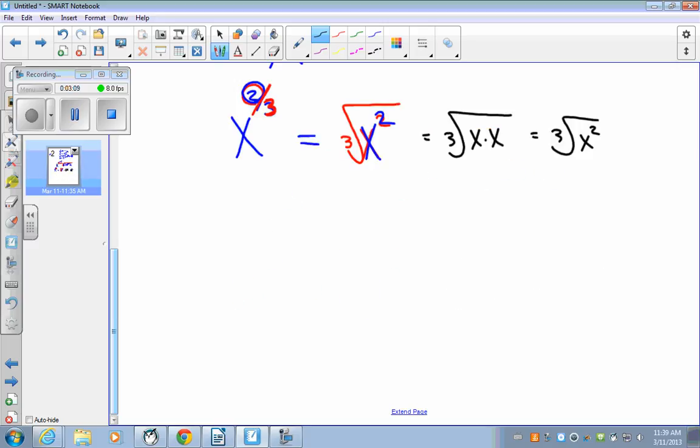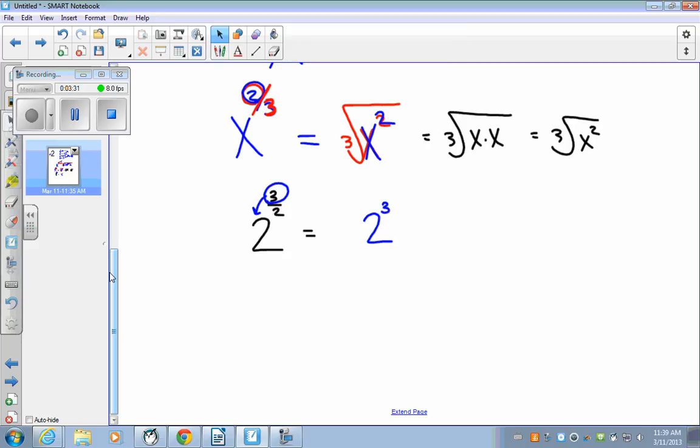But let's say that I have 2 to the 3/2. So now if we talk about this, remember that this top number is just the power taken on that 2. So we're talking about 2 to the 3rd. But the root that we're talking about, that is the square root. But this can actually be simplified.